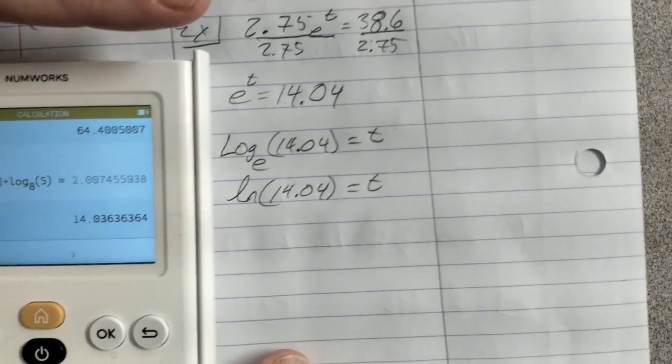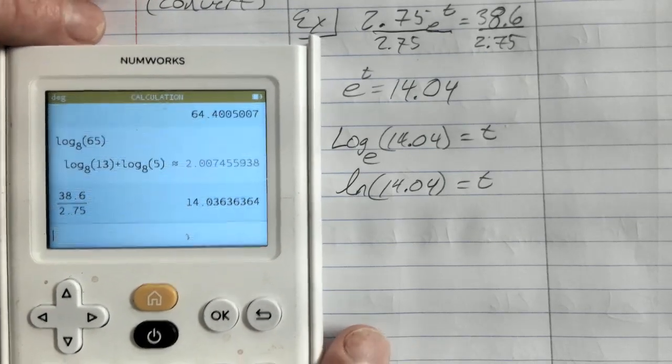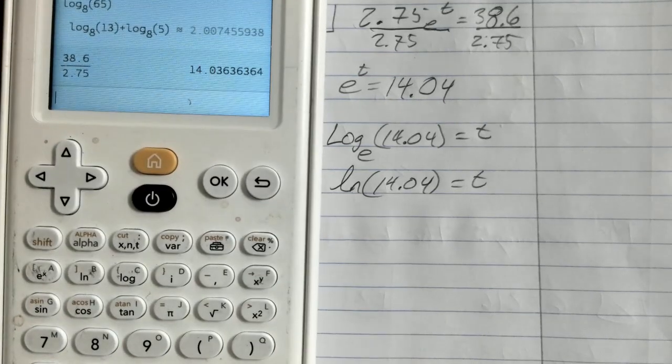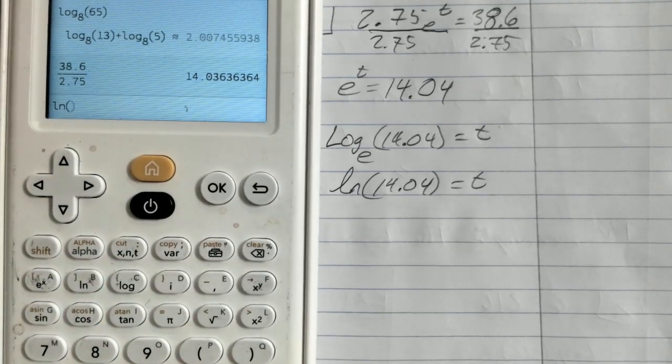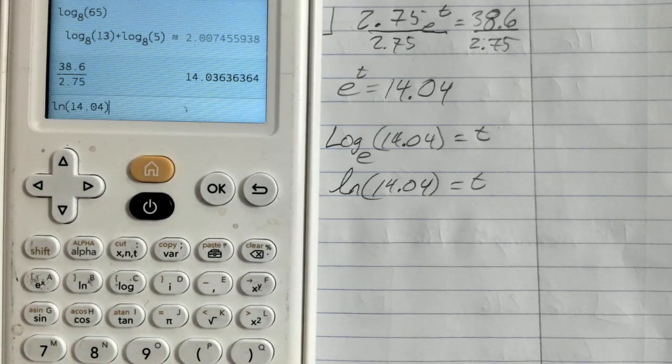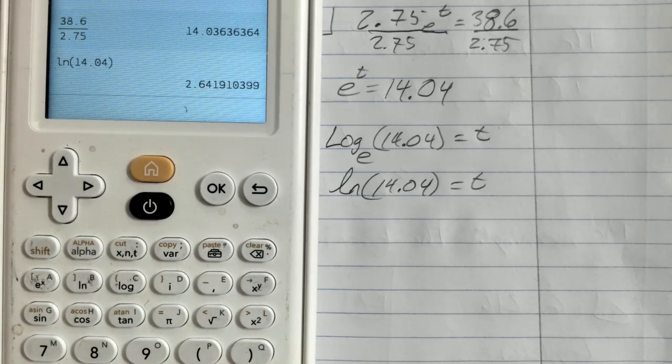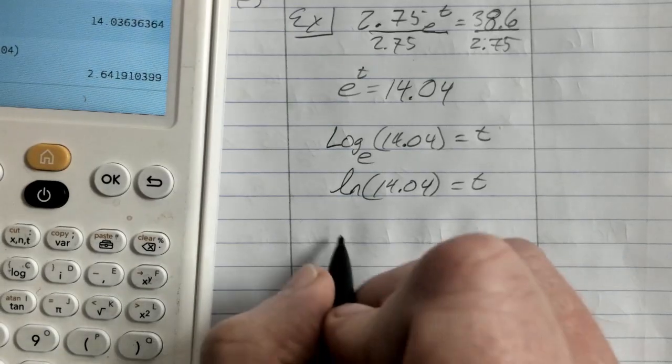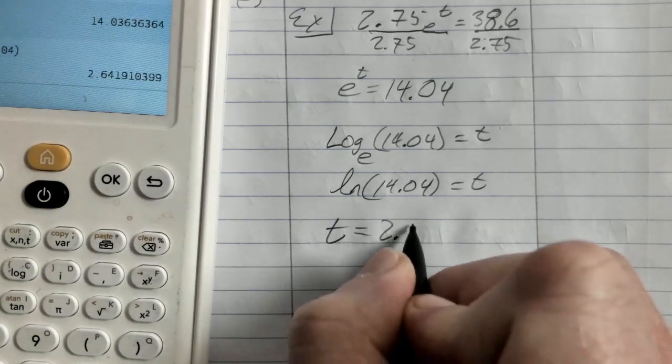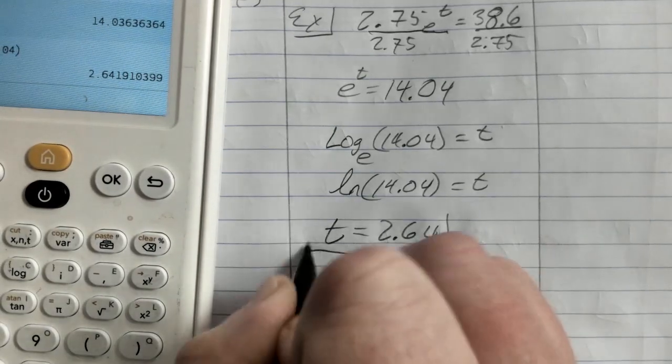So what button am I going to press in my calculator here? That one. Yeah, so natural log, that guy. What's the argument? 14.04. You got that right. I'm going to close my parentheses. Boom. 2.64. All right. So t equals 2.64.